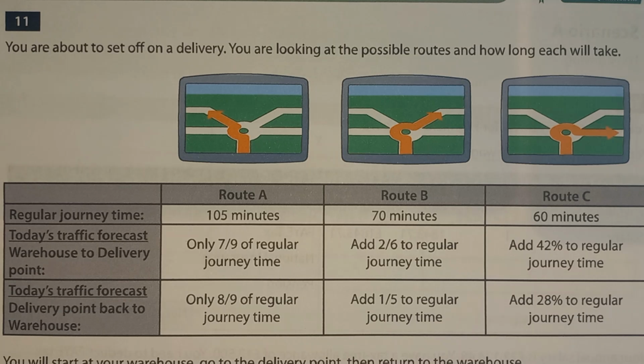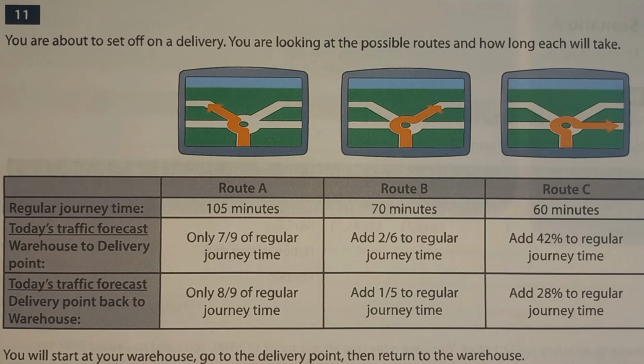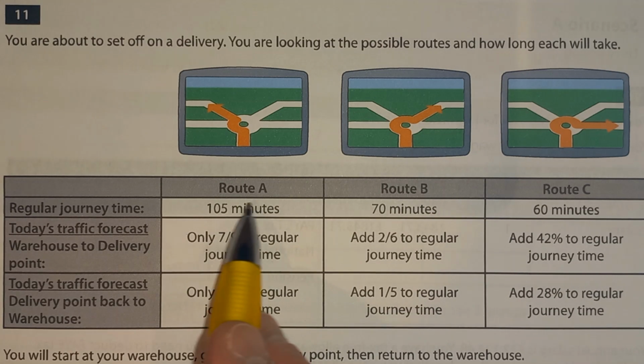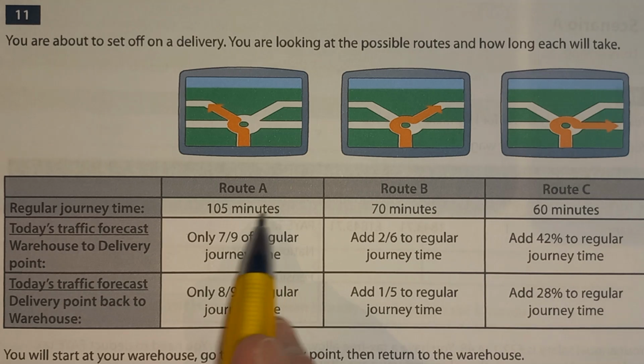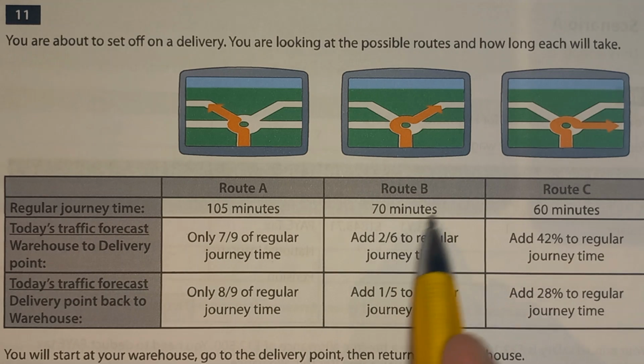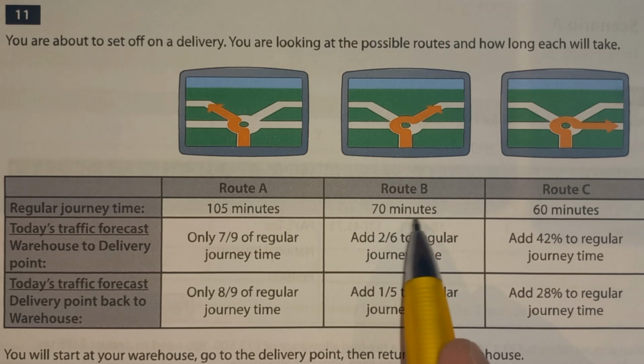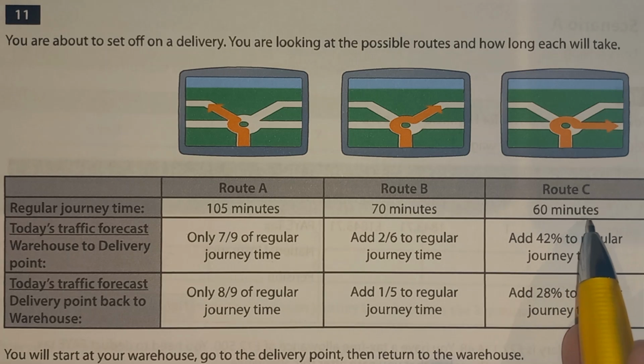Question 11. You are about to set off on a delivery. You are looking at the possible routes and how long each will take. So route A, 105 minutes. This is the regular journey time. Route B is 70 minutes and route C is 60 minutes.